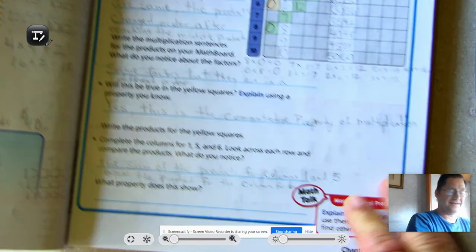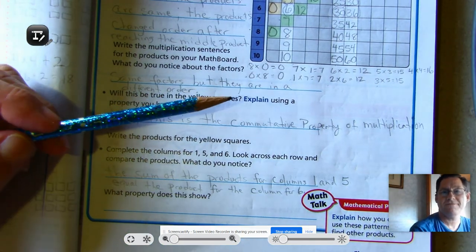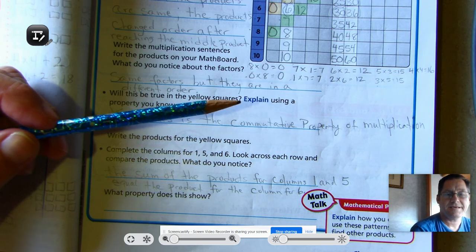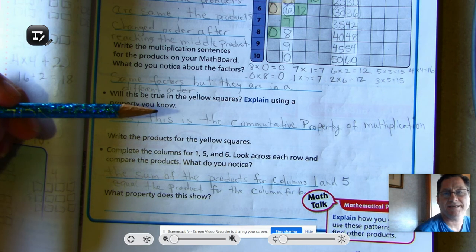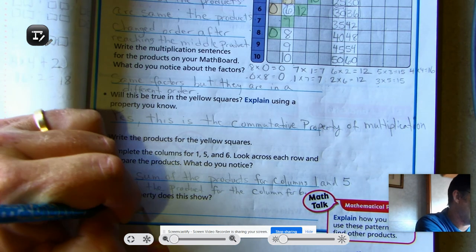Okay, so if I had to explain that in terms, I would say the sum of the products for columns 1 and 5 equals the product for the column for 6. And that's an example of the distributive property.